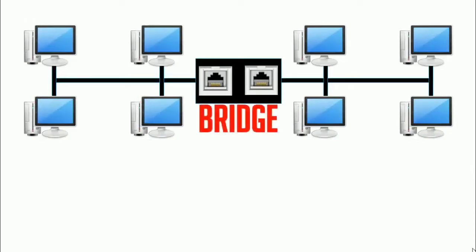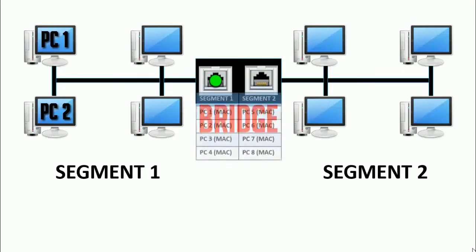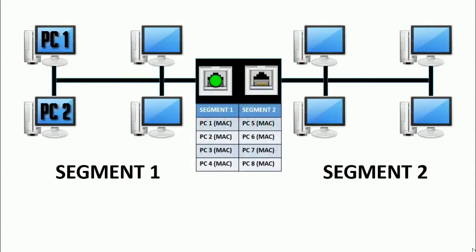Bridge divides a LAN into two segments and stores all the PCs' MAC addresses in its table. Now, if PC1 tries to send data to PC2, the data will first travel to the bridge. Bridge will read its MAC address table and decide whether to send the data to segment 1 or segment 2, and after that it will broadcast. Since PC2 is in segment 1, the bridge will only broadcast the data to segment 1, and like this it reduces the traffic in a network.